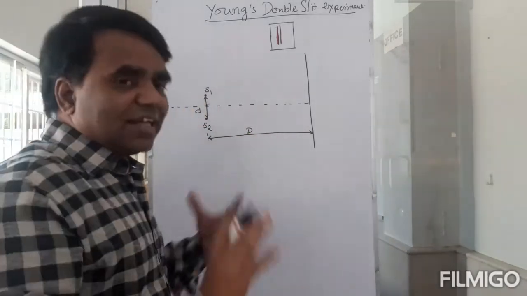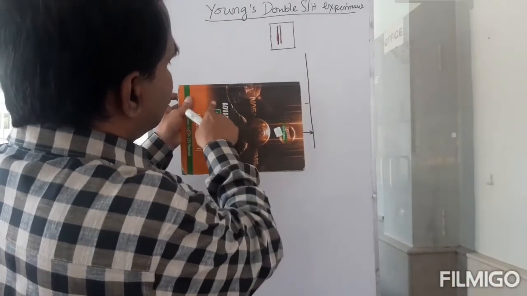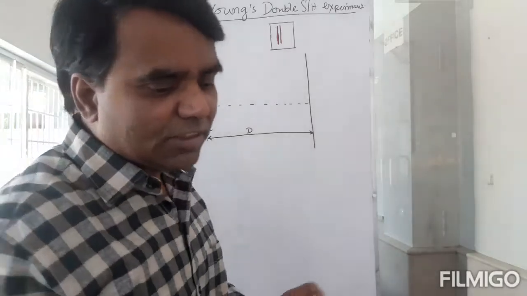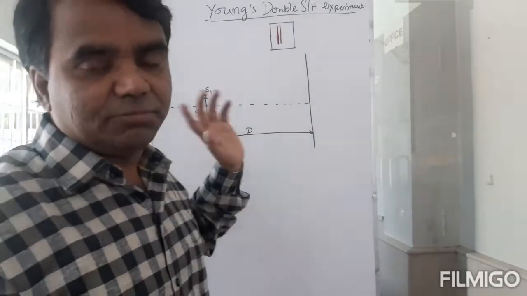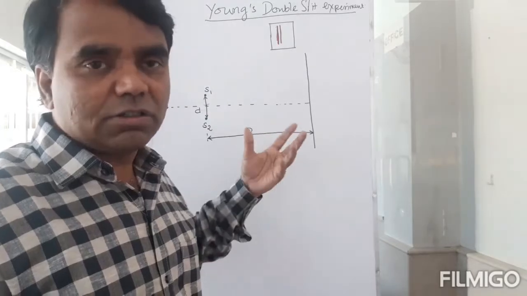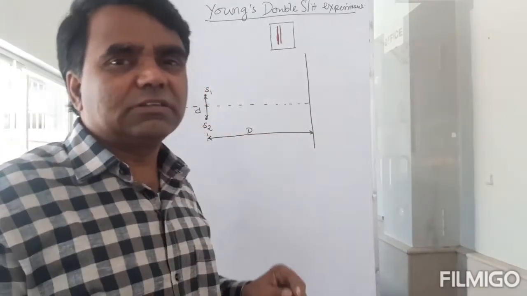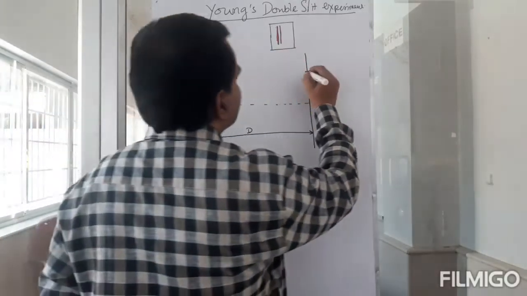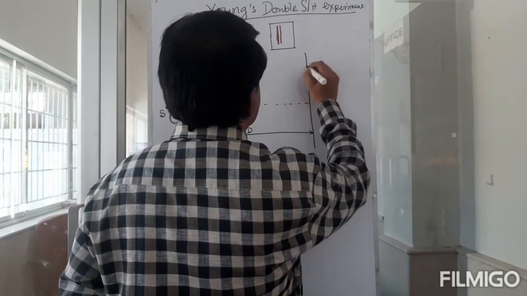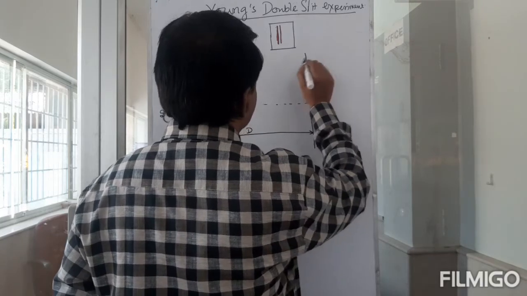Now let me take a random point on the screen. Let's say, let me take some point here. Okay. So what would be the brightness of that? Would that be bright, dark, medium bright, or close to darkness? So that is what we are going to see now. Okay, let me take this point here, some random point. Let's say this is a point. I'll call this P.